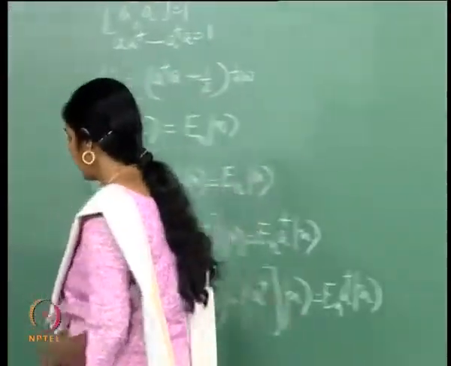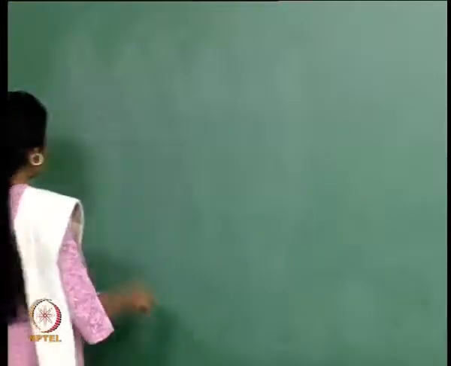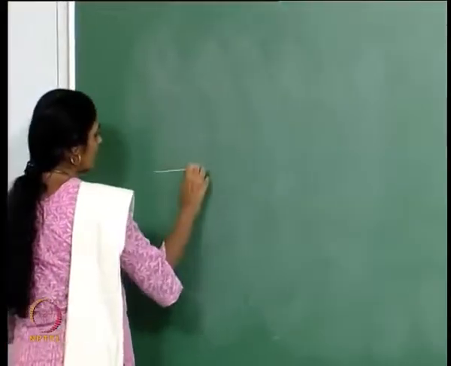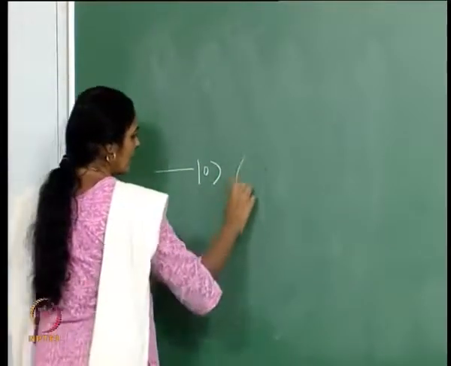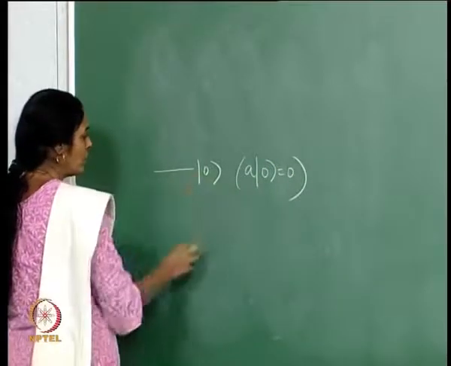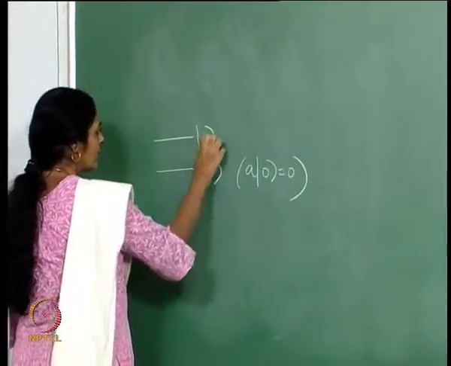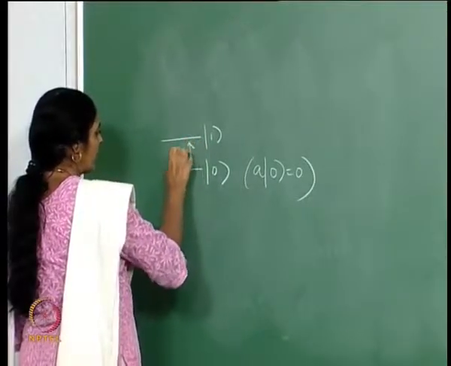So basically I have a ground state for the oscillator, which is ket 0. This is the state on which A acts to give me the number 0. Then there is a first excited state. I went here by using A dagger.